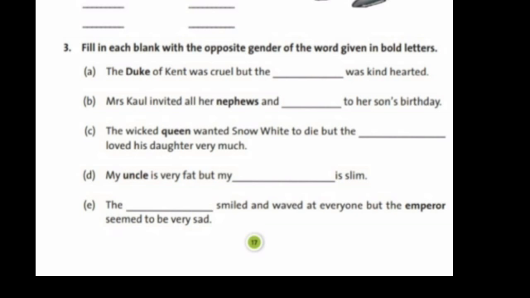In number 3, fill in each blank with the opposite gender of the word given in bold letters. Here you have to fill the blanks with the opposite gender of the words given in bold letters. For example, the Duke of Kent was cruel, but the dash was kind-hearted. Here, the word Duke is written in bold letters. So you have to write the opposite gender of Duke, and the opposite gender of Duke is Duchess. So students, hope you can fill it by yourself. If you face any problem in filling it, then you can contact me.